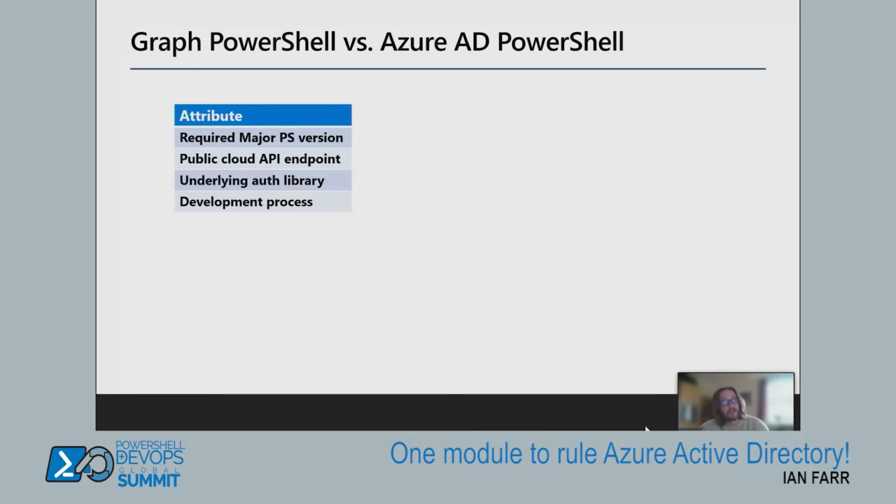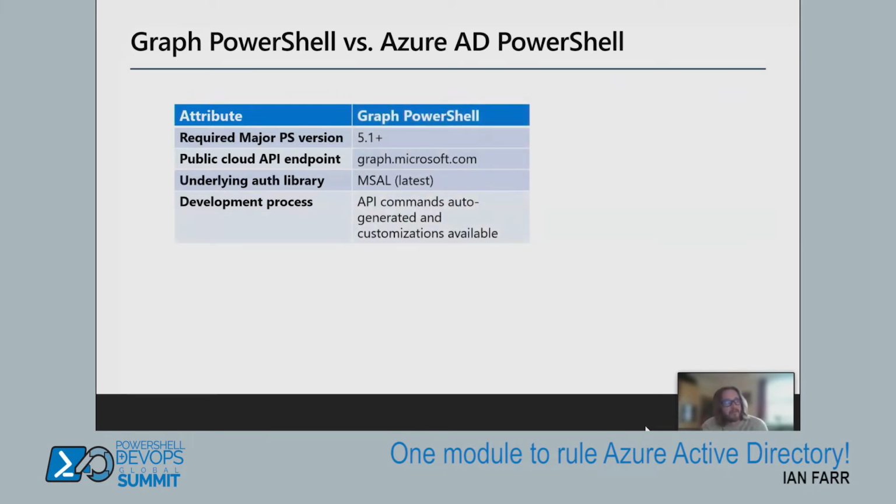The attributes here: required major PS version, speaks for itself. Public cloud endpoint, so which API is used for the connectivity. Underlying authentication library, so when we drive the authentication through the module, what are we using in terms of libraries? That's important. And then what's the development process? So how the commandlets are actually made.